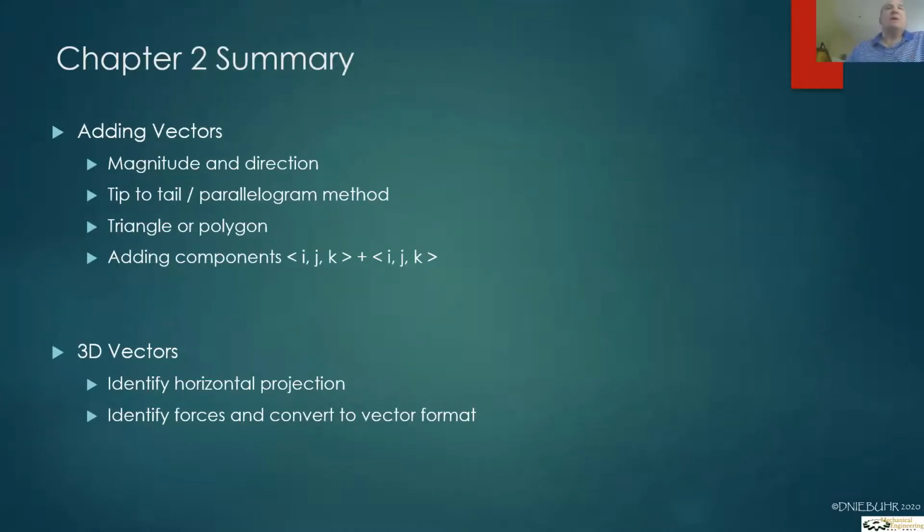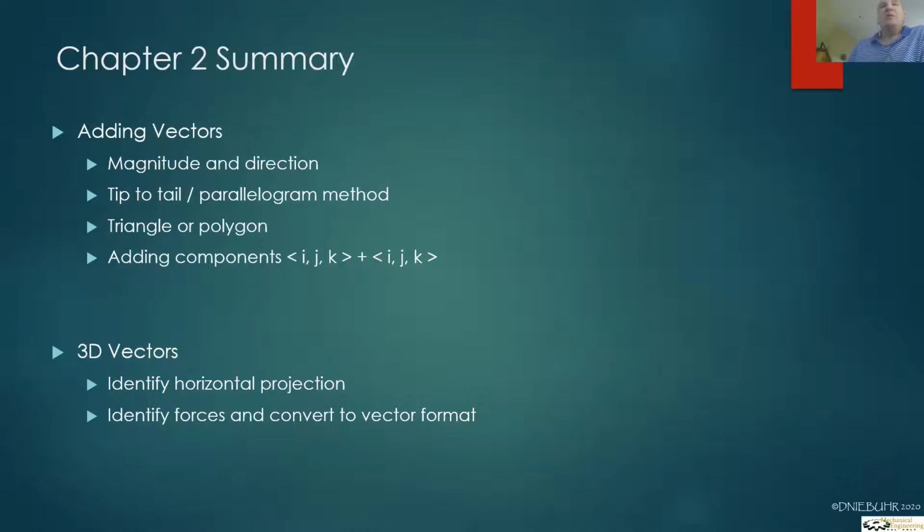This should be all review for you guys. You're going to either add them tip to tail or with the parallelogram method. And I don't have you actually do that in class, because in order to do that accurately, you need to have graph paper. You need to assign a value of, say, 1 Newton equals 1 centimeter or whatever. You can do that, but it's very time consuming and cumbersome. It's better for something in grade school, learning what vectors are.